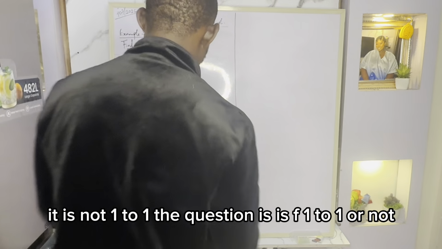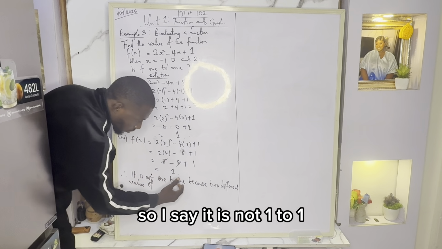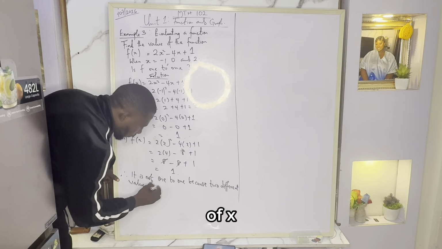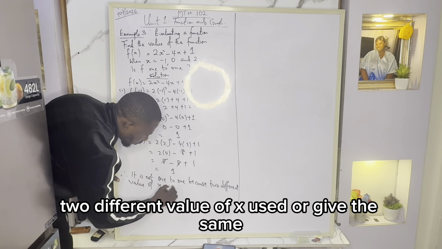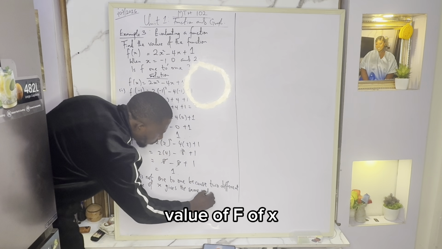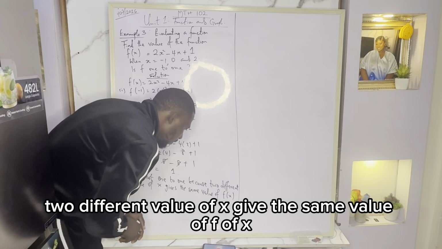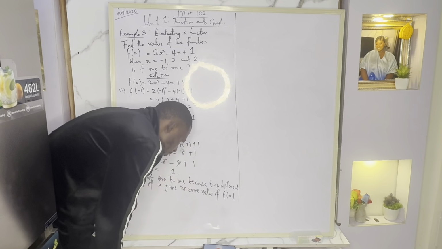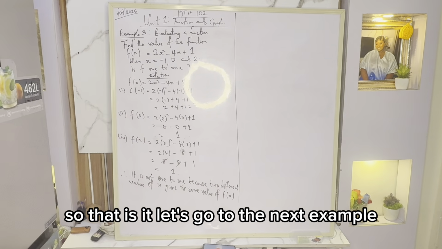It is not 1 to 1. The question is whether f is 1 to 1 or not. I say it is not 1 to 1 because two different values of x give the same value of f of x. So this is not 1 to 1. So that's it. Let's go to the next example.